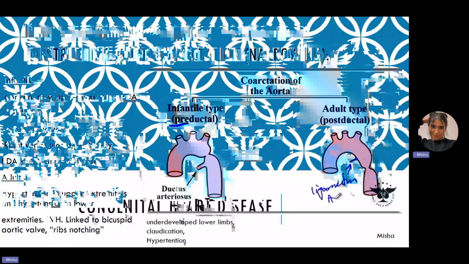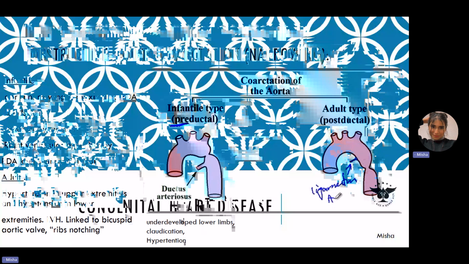Now, very logical: obviously if there is a narrowing over here, the heart has to pump much harder. What part of the heart? The left ventricle. So where would we see hypertrophy? There would be left ventricular hypertrophy. In this case, it's normally linked to a bicuspid aortic valve, and this leads to rib notching. This is what you can see in the X-ray.